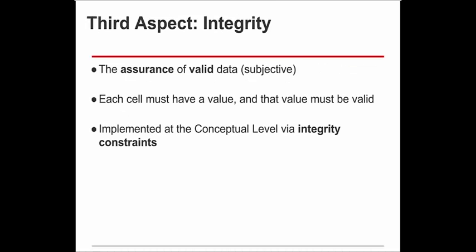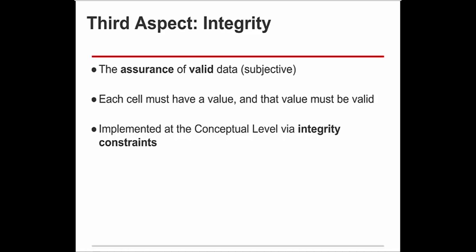The third aspect of the relational model is integrity. Now, generally speaking, this means the assurance of valid data. Valid is a subjective term, depending on the context. However, the idea here is that the database will ensure integrity as it's been defined by the database designers. Each cell must have a value, and that value must be valid.